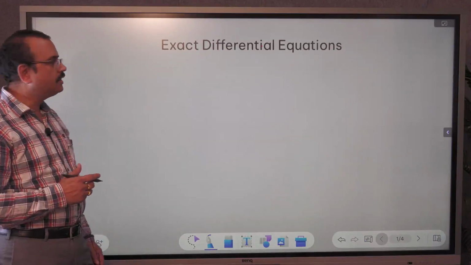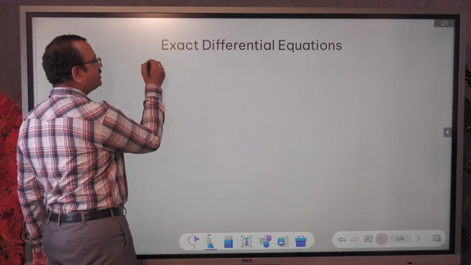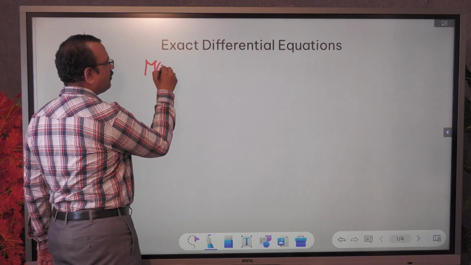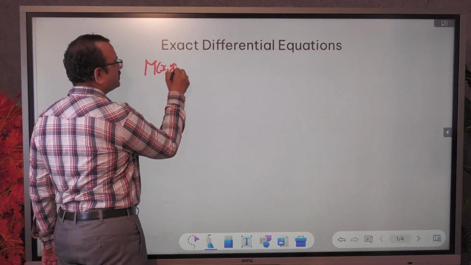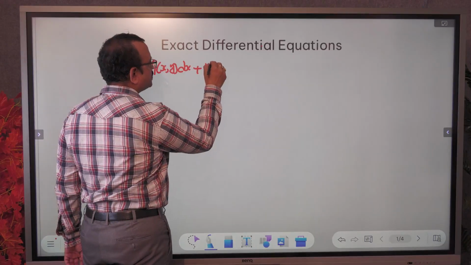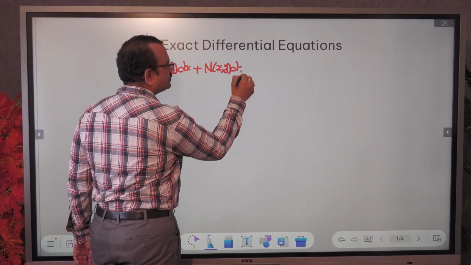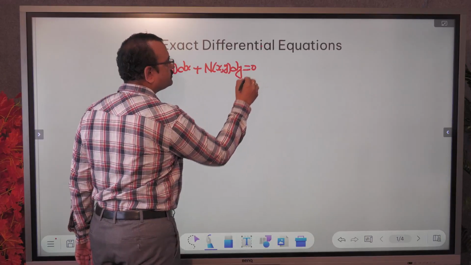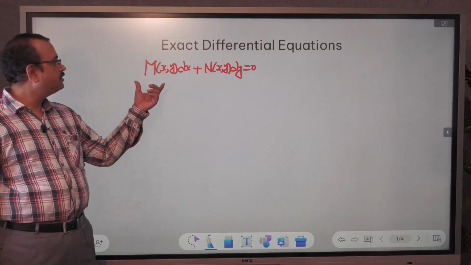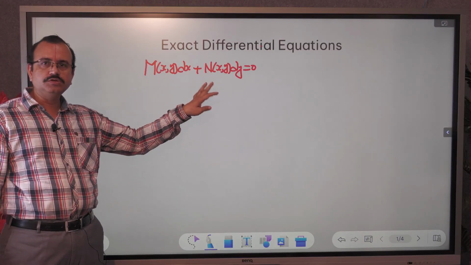So first of all, let me tell you what is the general format and how we can identify an exact differential equation. Suppose we have a differential equation of the form M of x,y dx plus N of x,y dy is equal to 0. Whenever we identify any differential equation in this form, simply we will call it M dx plus N dy is equal to 0.